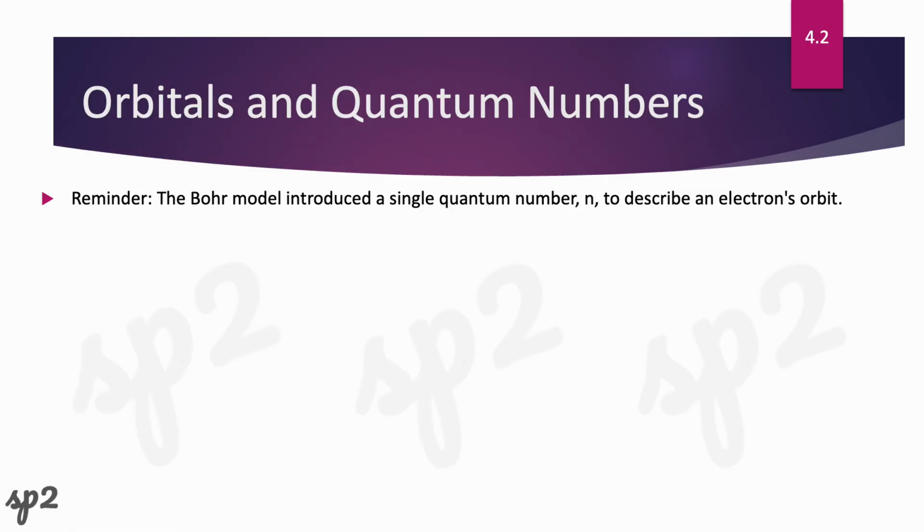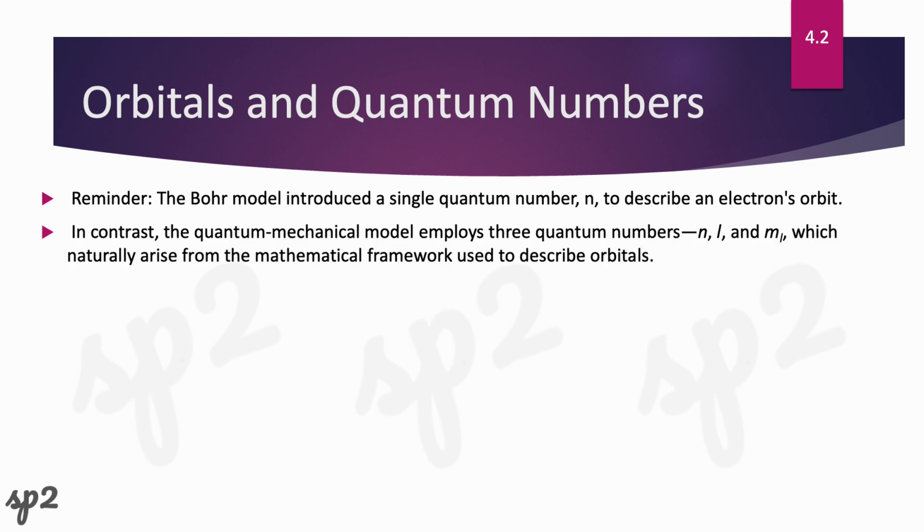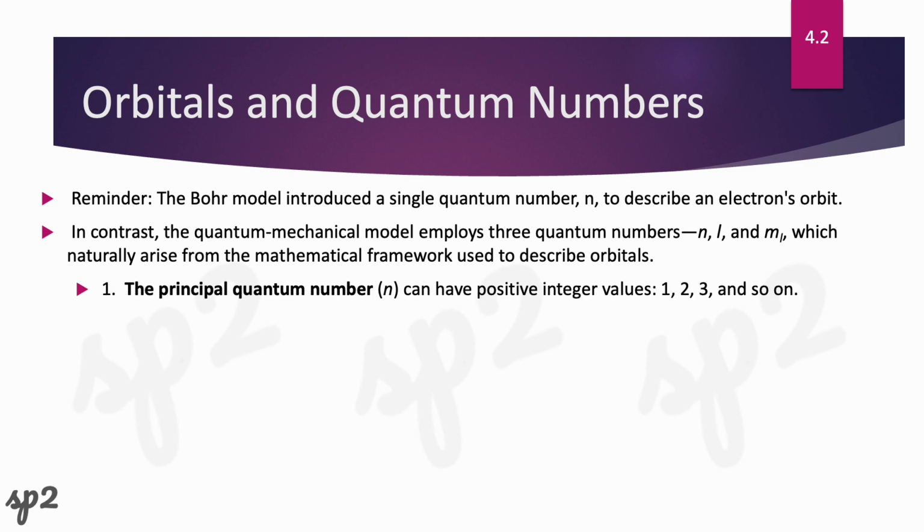Okay, so remember from the Bohr model, we only got one single quantum number, which was n, and they called those orbits. Now they're going to be slightly different in the language. Instead of orbits, we're going to say orbitals. And there's going to be a set of three quantum numbers known as n, l, and ml, which naturally arise from the mathematical framework to describe the orbitals. We're going to be looking at all three of them.